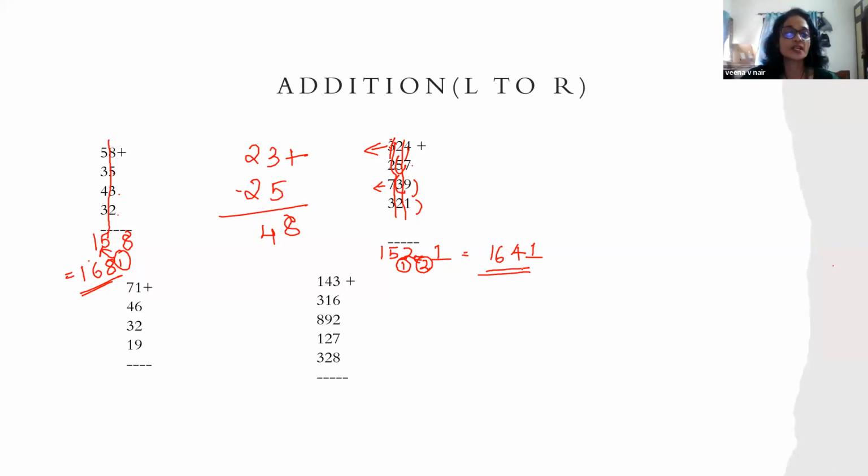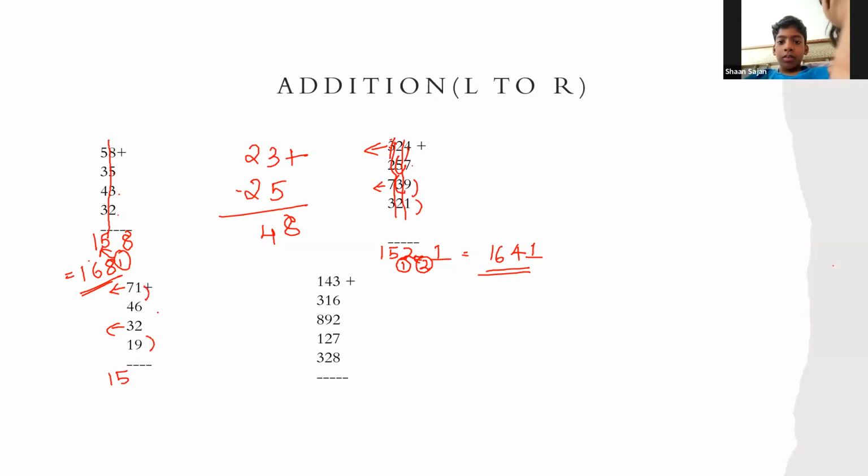Now, can we do the next two problems? Can you do it on your own and tell me the answer, please? Okay. So 7 plus 3 equals 10. 10 plus 4 is 14. 14 plus 1 is 15. Next, 1 plus 9 equals 10. 10 plus 6 equals 16. 16 plus 2 equals 18.